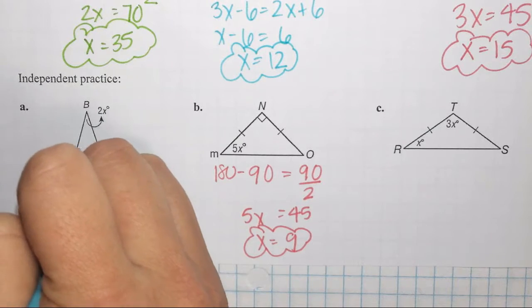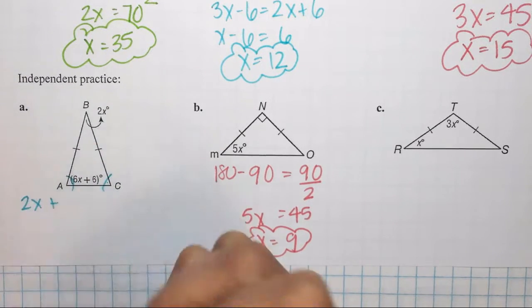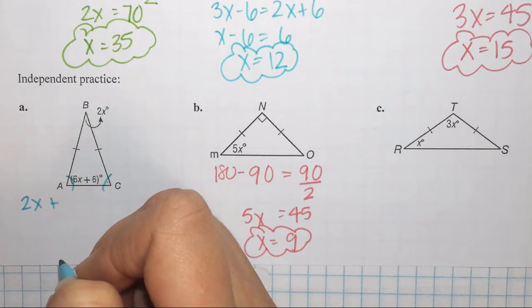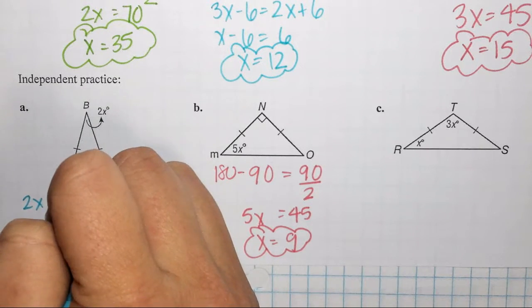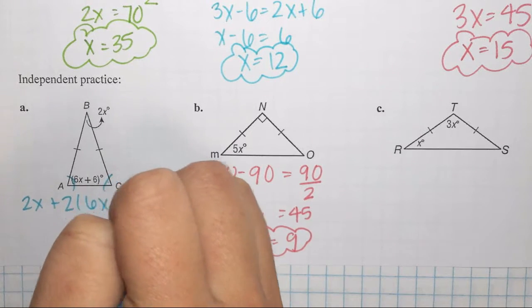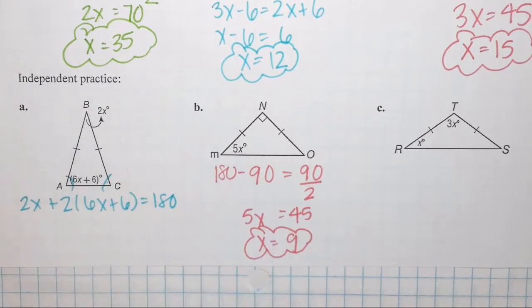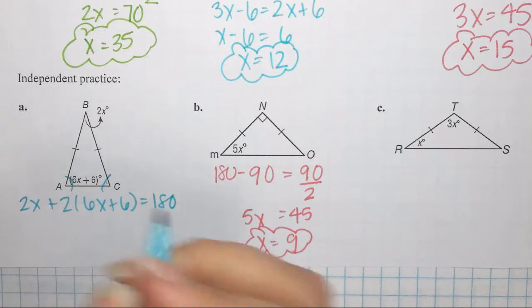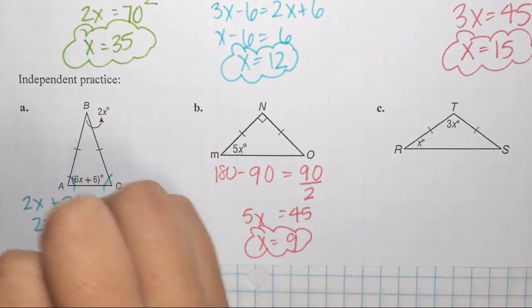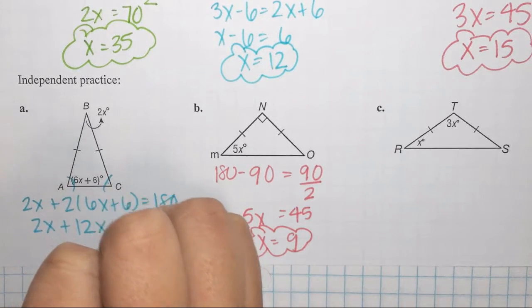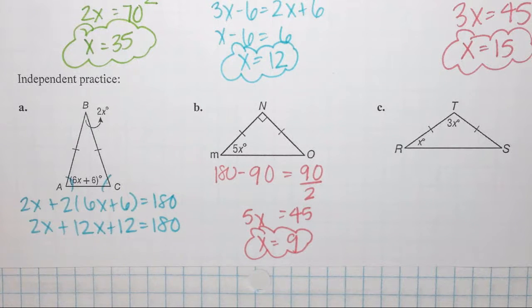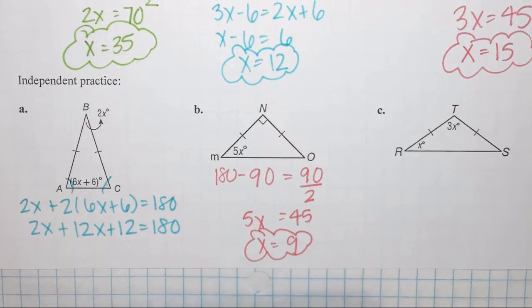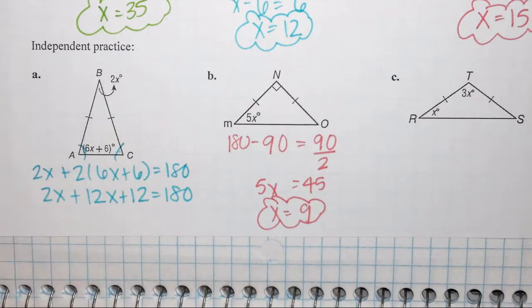Let's do that. 2x plus, how many 6x plus 6's do we have? Look at the board. 2. And 2 times 6x plus 6 is the same thing as? 12x plus 12. You just distribute. It's basic algebra, taters. And half of you, I taught that. Get it together.